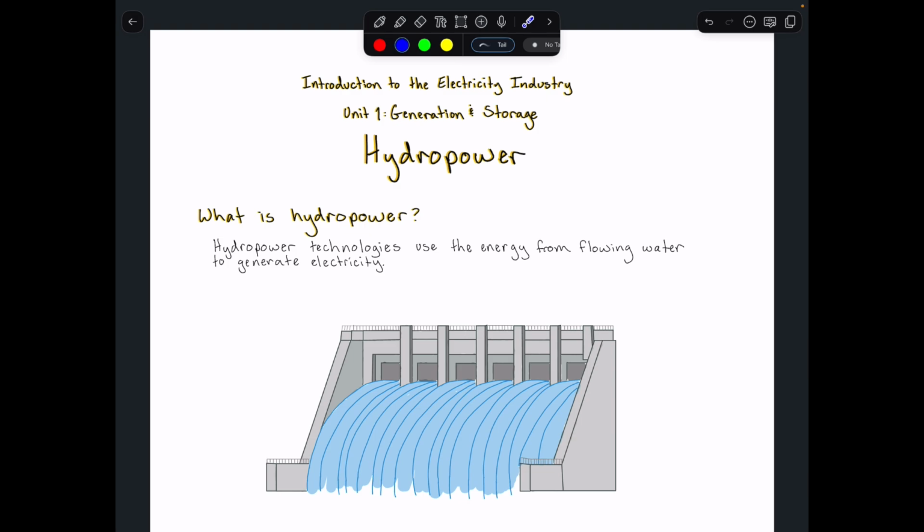Alright, let's dive in. So, what is hydropower? Well, hydropower technologies use the energy from flowing water to generate electricity, which is a bit different from some of the other resources that we've talked about in this course so far.